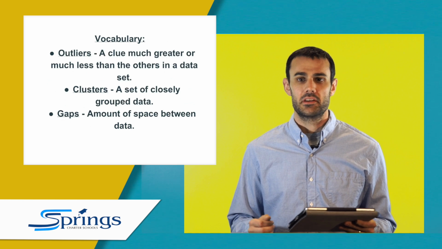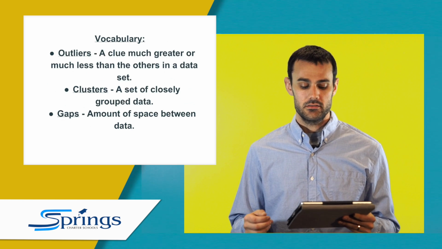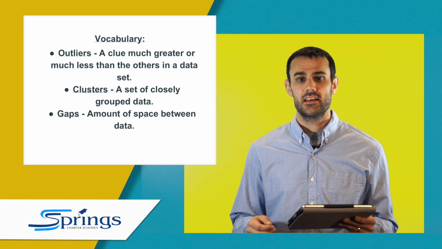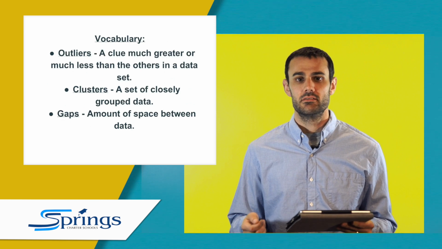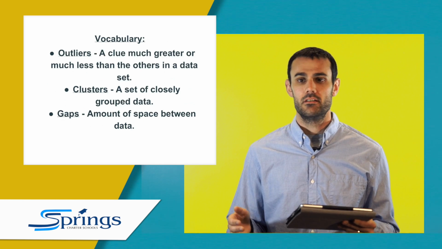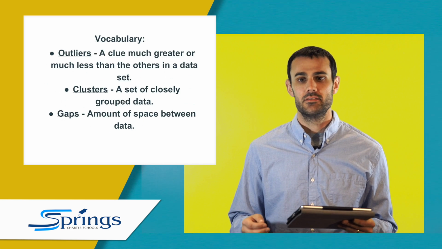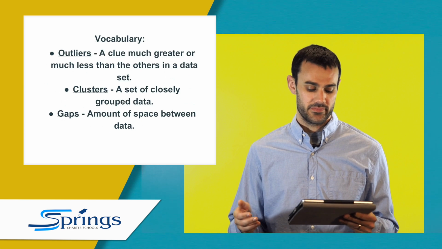There are a couple pieces of vocabulary that we shouldn't forget to discuss. There's this idea of an outlier, a value much greater or less than the others in a set of data. So if we have a graph and all the points are in a nice positive linear relationship, and then we have one point that's completely on its own and not anywhere near the other pieces of data, we would decide that that is what we call an outlier.